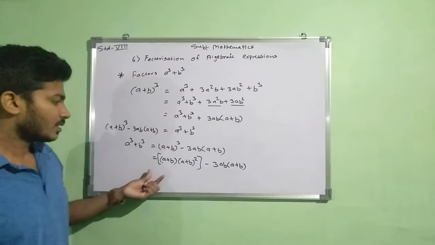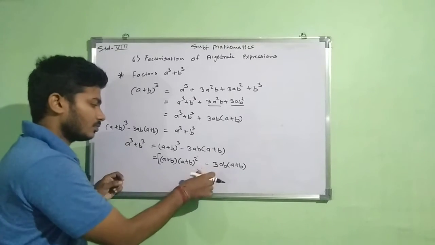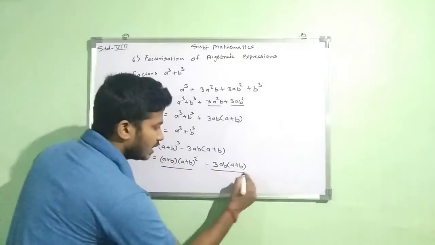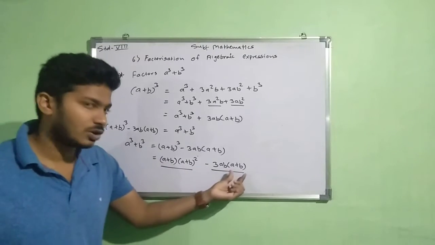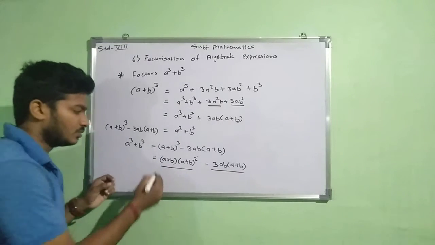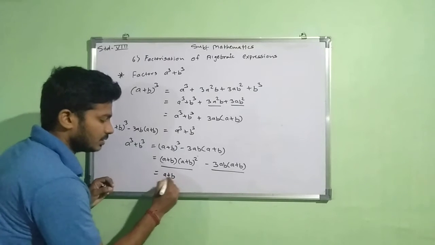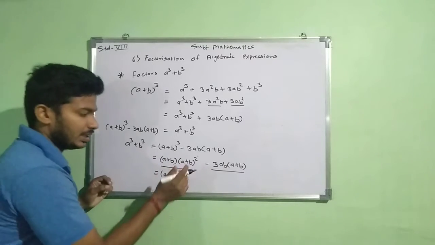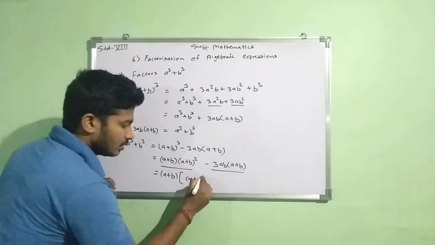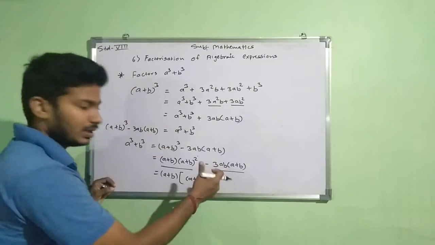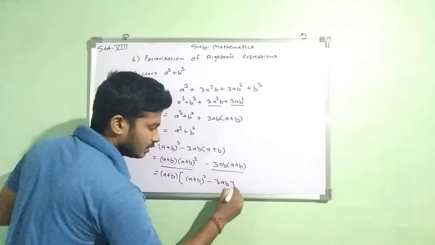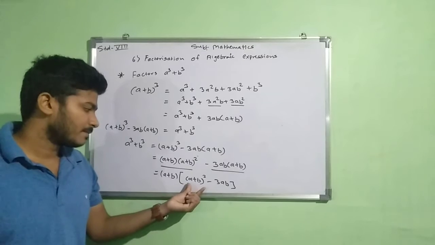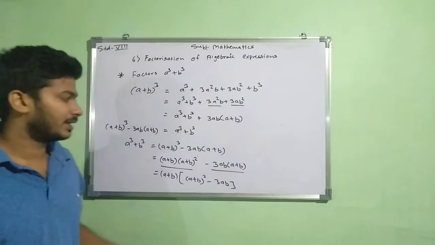Now if you carefully look at the two terms, this is the first term, this one is another term. The a plus b factor is common between the two terms, we can take it outside. So it will be a plus b, and inside the bracket, if you take a plus b as common, (a plus b) square will remain, minus, from the other term, 3ab will remain. So if you take a plus b as common, (a plus b) square minus 3ab will remain inside the bracket.